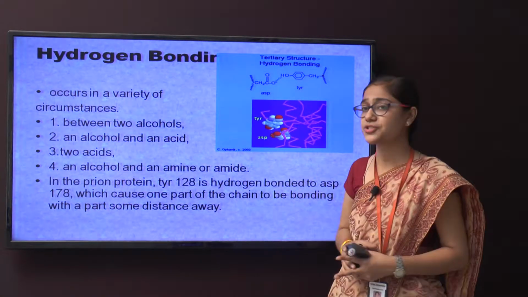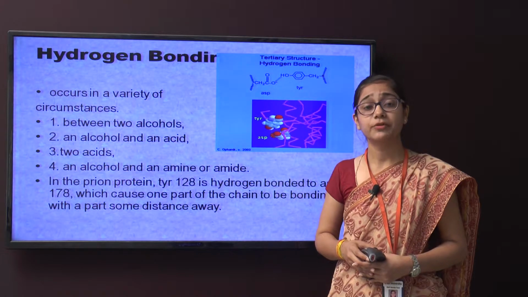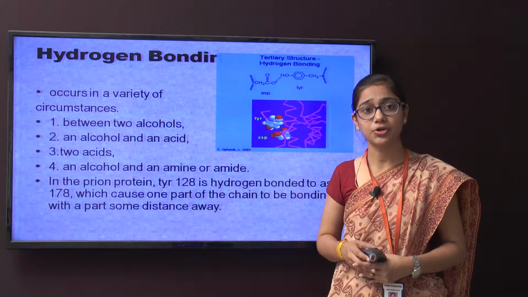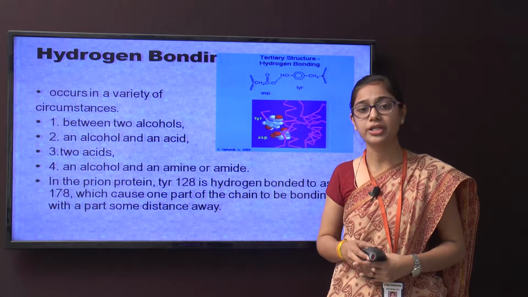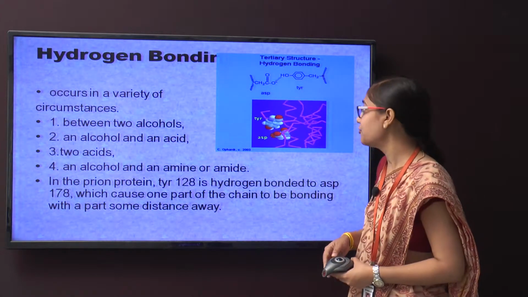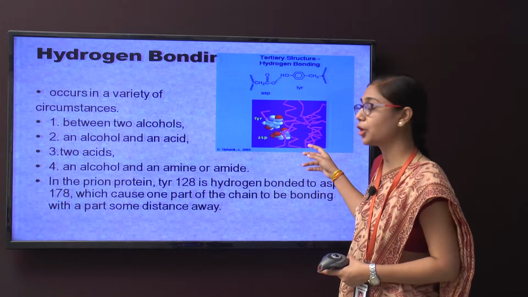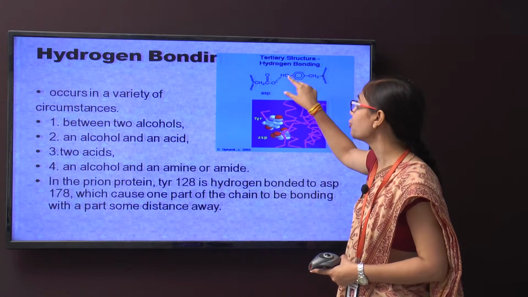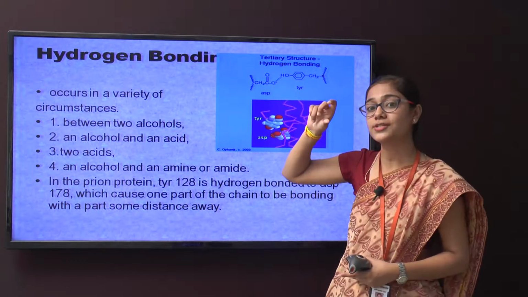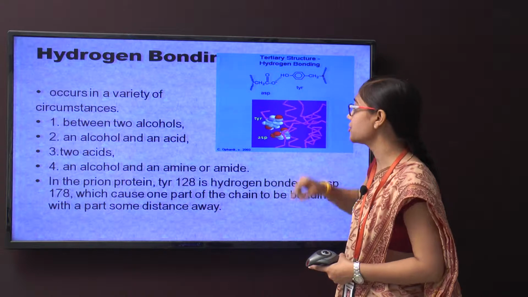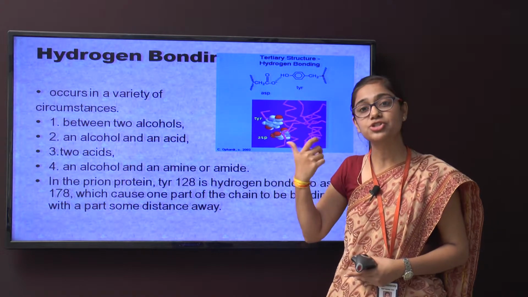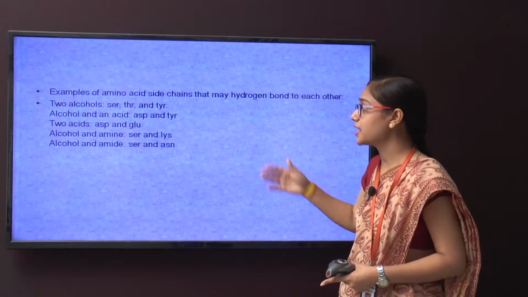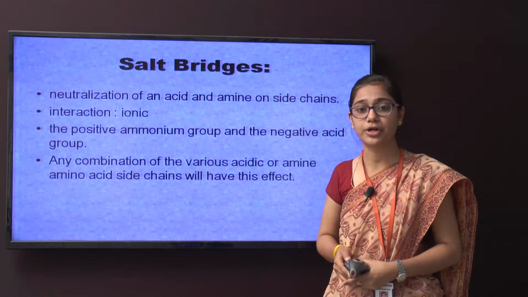Hydrogen bonding is also formed between two alcohols, between an alcohol and an acid, between two acids, and between an alcohol and an amide or amine group. Let's see the first example of hydrogen bonding. This is asparagine and this is tyrosine. Between the tyrosine OH group and the asparagine carboxylic oxygen, this hydrogen and oxygen, a hydrogen bond is formed between the two amino acids. This is an example of hydrogen bonding.